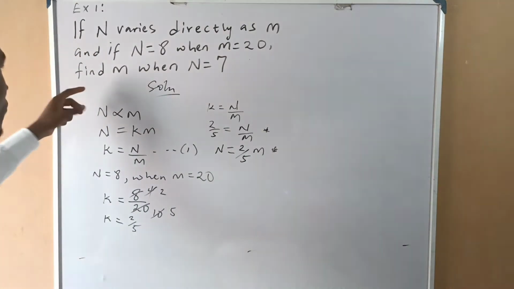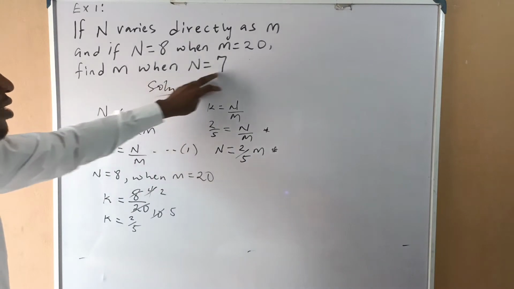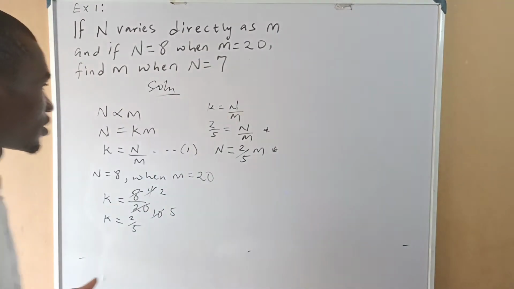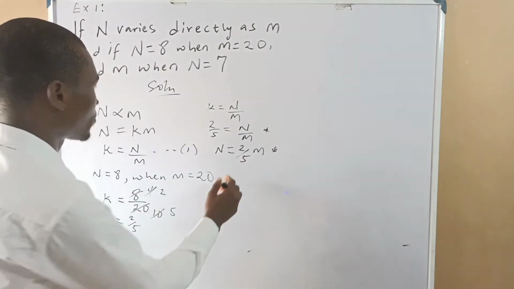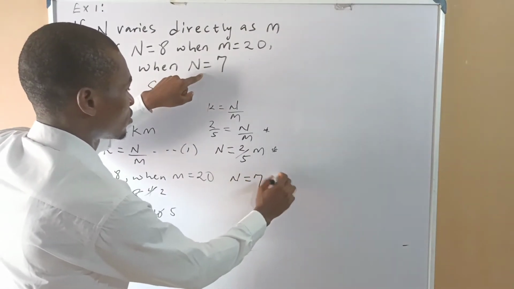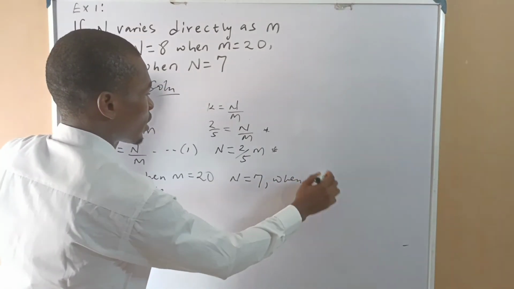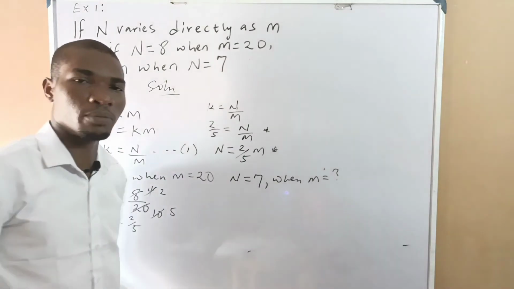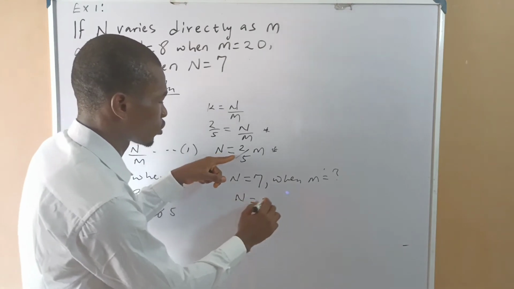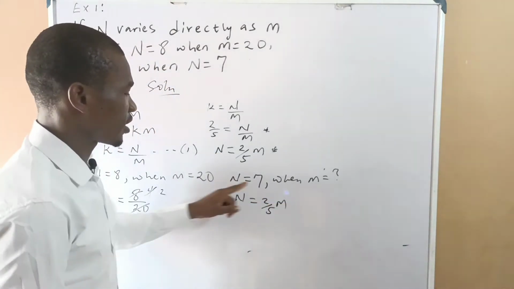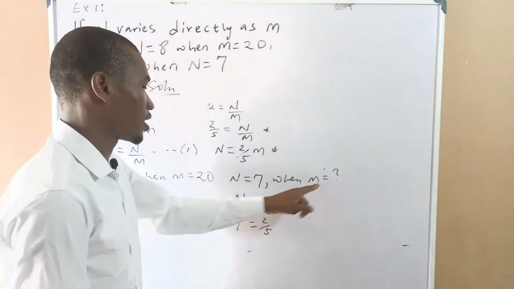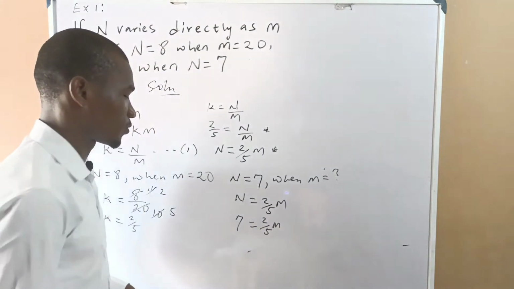Now the next thing we are asked to find is m when n is equal to 7. How do we find m when n is equal to 7? Very simple. Using this equation of relationship, remember we are told that n is equal to 7, and we don't know what m is, so I can just put a question mark. From this equation of relationship, n is equal to 2 over 5 m, such that n is now 7, which is equal to 2 over 5 times m. We don't know what m is, we just leave it in this form.